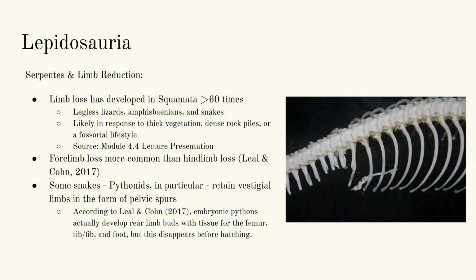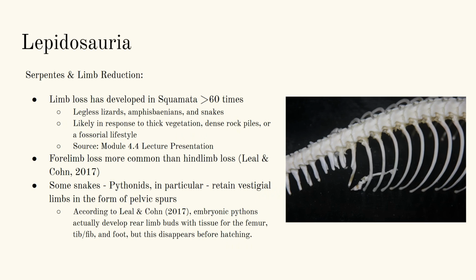Looking at Lepidosauria, I specifically chose to look at serpentes and limb reduction. Limb loss has actually developed over 60 times in the squamates. That includes legless lizards, amphisbaenians, and snakes. It's likely a response to thick vegetation, dense rock piles, or a fossorial lifestyle. Forelimb loss is more common than hind limb loss in these animals.